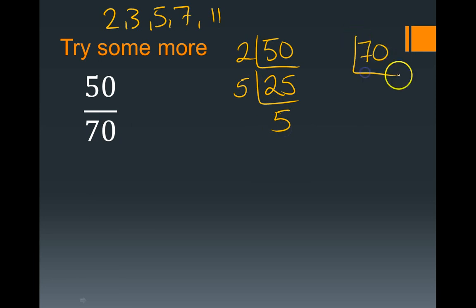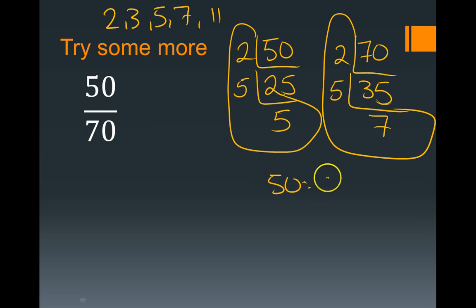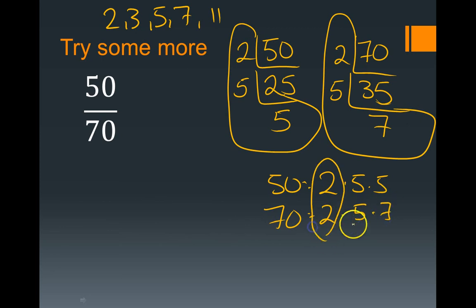70. I can divide by 2 because it's even. That gives me 35. I can't divide by 3. I can divide by 5 because it ends in 5. That gives me 7. 7 is a prime number, so I'm done. So I can have these loopy L's here. So 50, the factors are 2, 5, and 5. 70, the factors are 2, 5, and 7. So I have some common factors here and some common factors here.